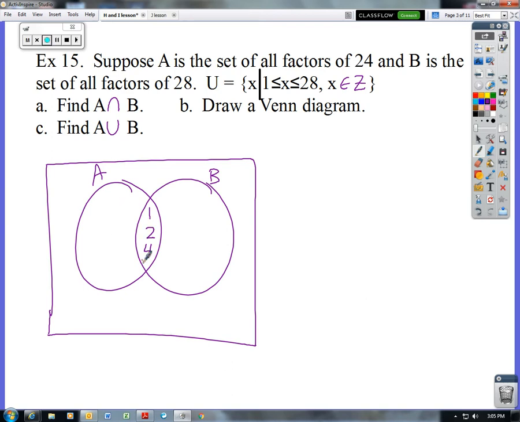And like I said, to save time, I'm just going to tell you what they are. 3, 8, 6, 12, and 24. And then over here we have 7, 14, and 28. Those are the additional factors of 28.